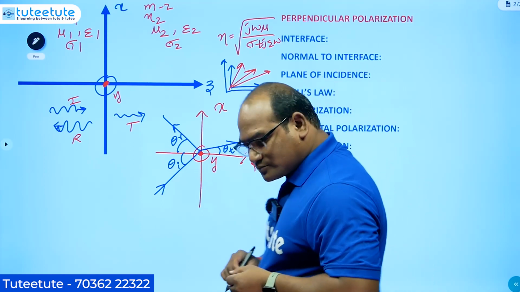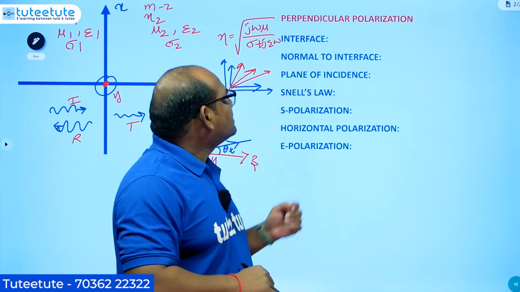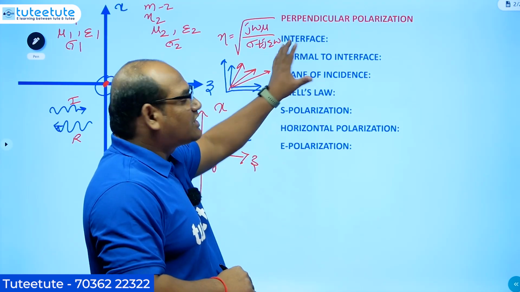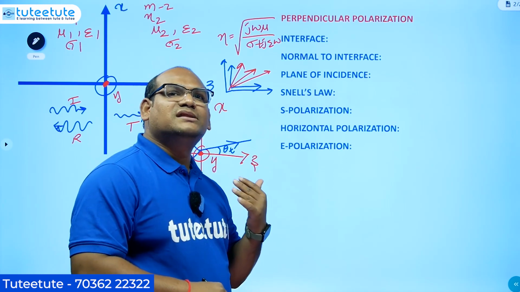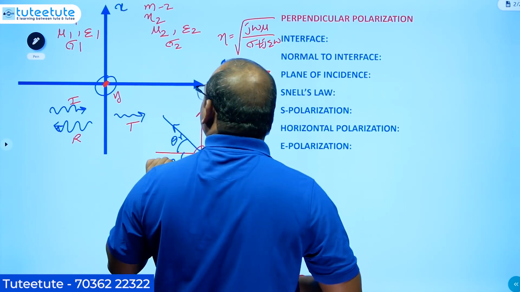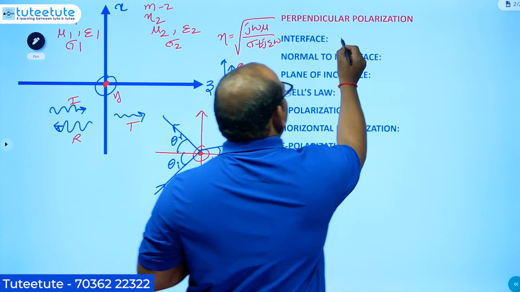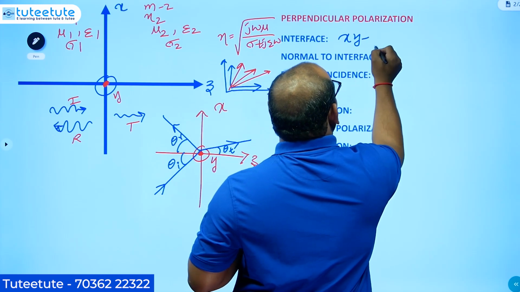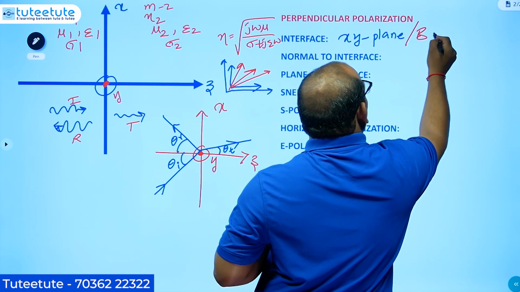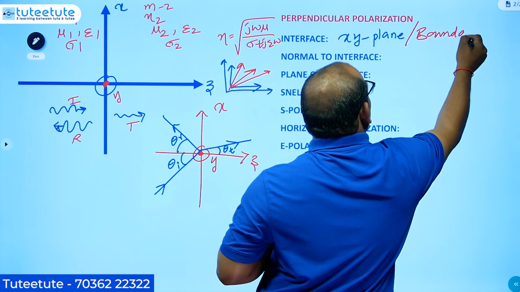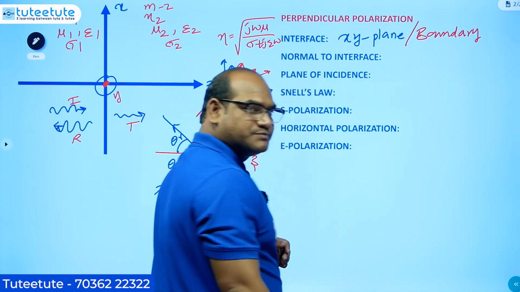Now we'll see exactly what perpendicular polarization is. First, the interface. You have already understood what the interface or boundary is, which separates the two media. So in our example, what is the interface here? The XY plane. The XY plane is the interface, which can also be called the boundary separating the two media actually.